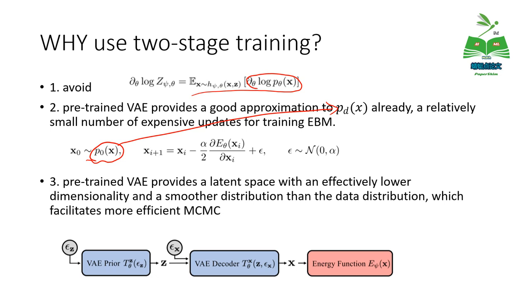An additional advantage is that the VAE provides a latent space, Z and epsilon. It shows a lower dimensionality and a smoother distribution than the real data distribution, which also makes the MCMC more efficient.